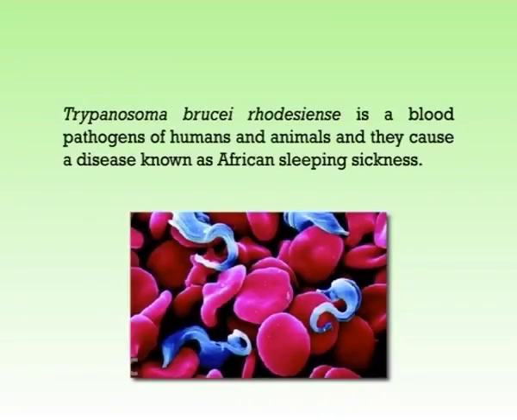Further, Trichomonas vaginalis causes sexually transmitted disease, and they reside in the vagina and urethra of women and in the prostate, seminal vesicles and urethra of men. Then when we come to Trypanosoma, Trypanosoma brucei rhodesiense is a blood pathogen of humans and animals, and they cause a disease that is known as African sleeping sickness.